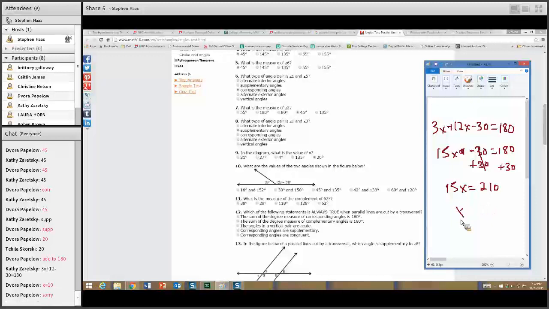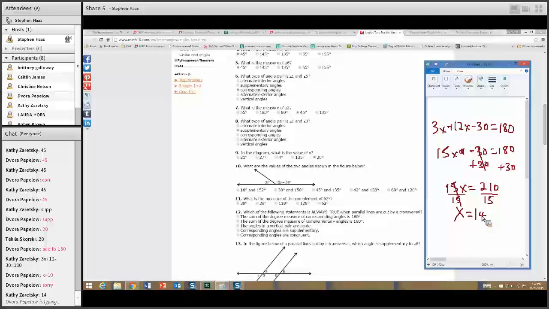Okay, no problem. So x is 210 divided by 15. 210 divided by 15 should be 14. Yeah, I believe 14. Good. Because 150 divided by 15 is 10, and then there's 60 left over, and 60 divided by 15 is 4, so it's 14. Good. Okay, so x is 14.